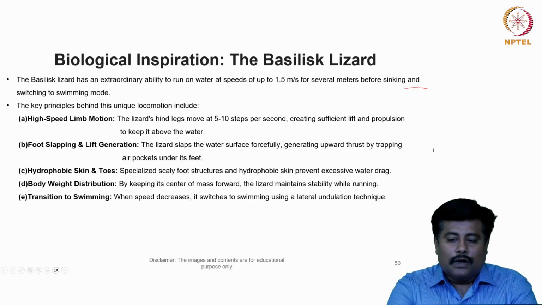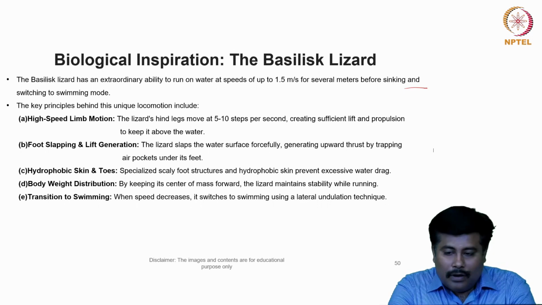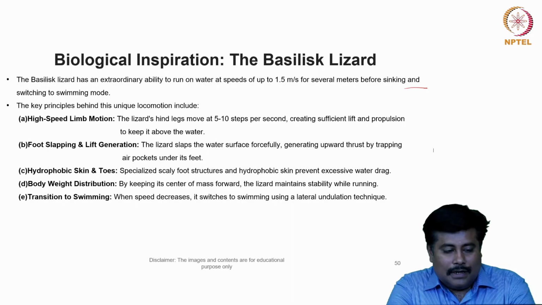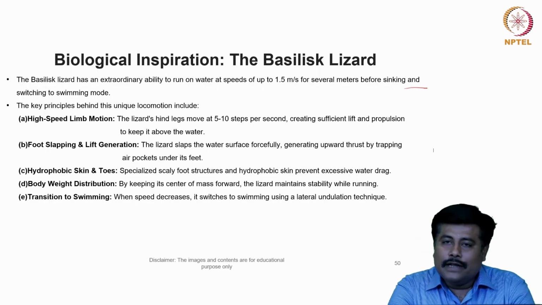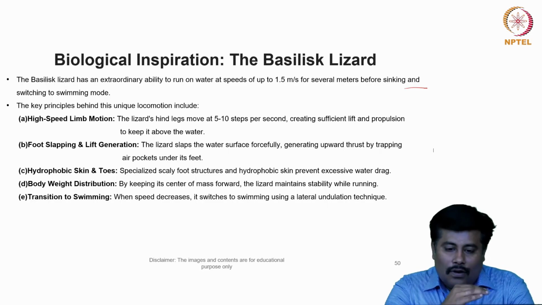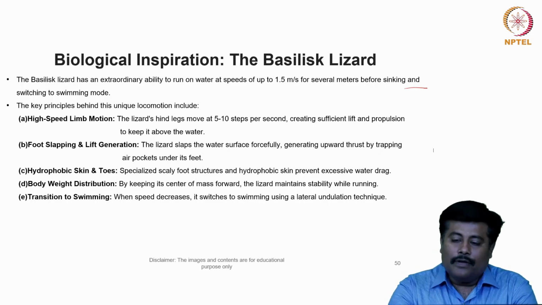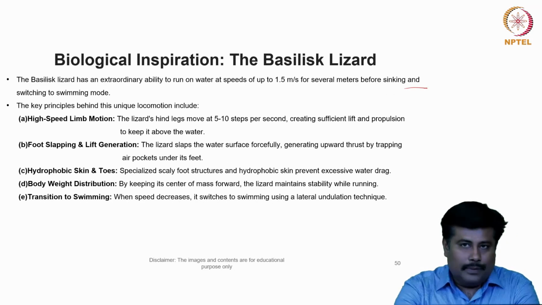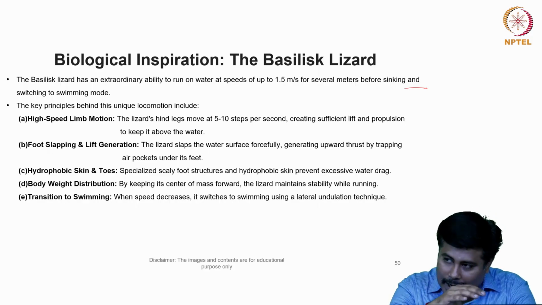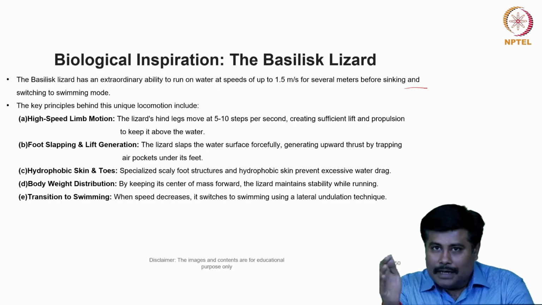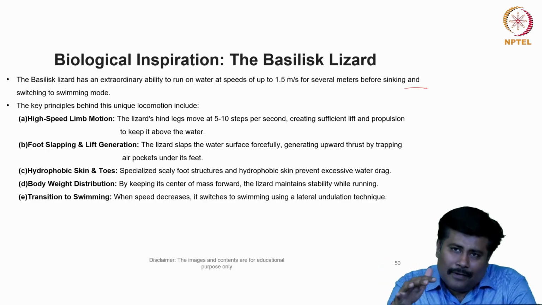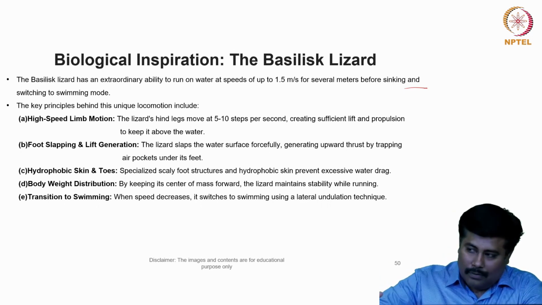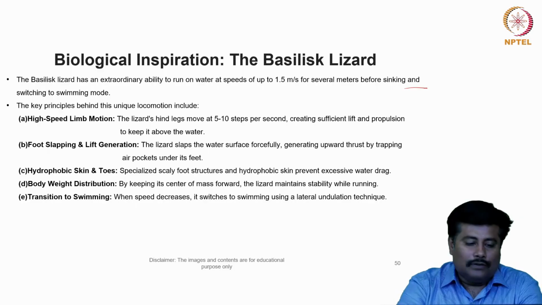Let us discuss some of the key principles behind the biological inspiration of this basilisk lizard. The basilisk lizard has an extraordinary ability to run on water at a speed of close to around 1.5 meters per second for several meters before sinking and switching to a swimming mode. This is one advantage. Ideally, it cannot be categorized directly as an amphibian, but it is a lizard which can walk on the water surface, and it can also go into a swimming mode.